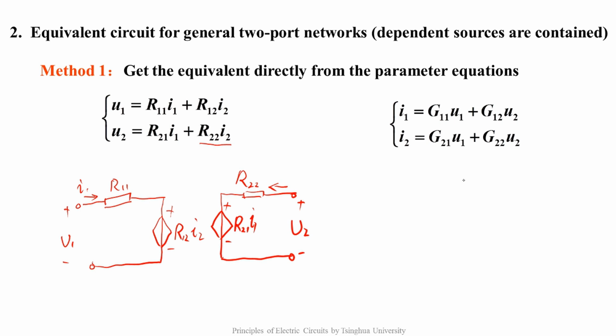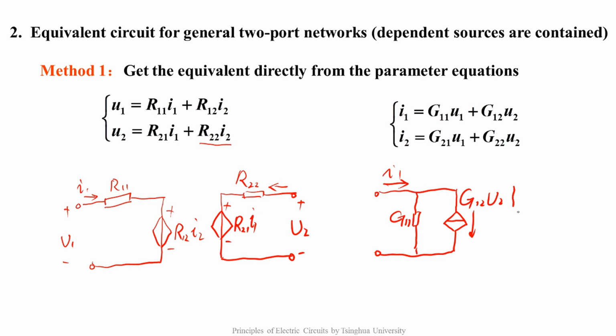If G parameters are given, we can process in a similar way. I1 is the sum of the two items. It has a form of the KCL. This is a reference direction of I1. Since U1 and I1 are the voltage and the current of the same port, their relationship can be represented by G11. For the second item, since I1 and U2 are the voltage and the current of different ports, we need to use a voltage-controlled current source, whose current equals G12 times U2. The voltage-current relationship of port 1 is satisfied then.